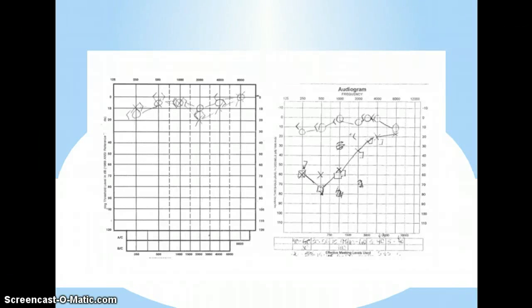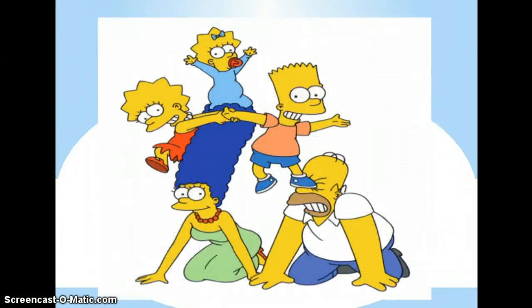On the left is an audiogram of someone with normal hearing. On the right is an audiogram of someone with Meniere's disease. Notice how the pitch is low on the chart on the right. Lower frequencies are gradually lost over time with Meniere's disease, eventually leading to hearing loss in one or both ears.